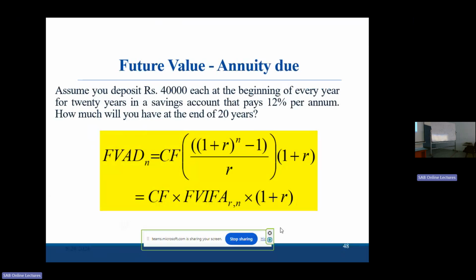I hope you will get the same marks. No? This is the future value of the annuity due, and this is the future value of the annuity. Now I am asking a question. You get this?